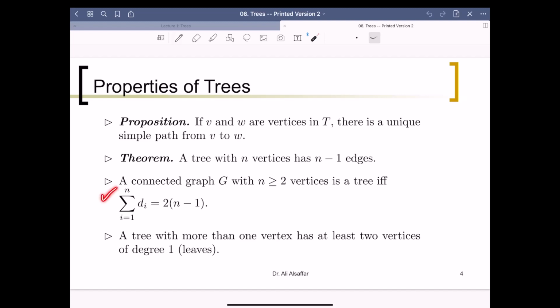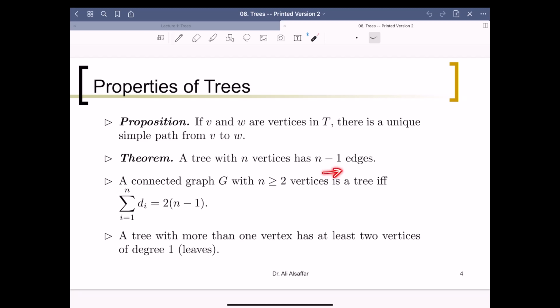In the next property, it is assumed that we have a connected graph with number of vertices at least 2. So what we need to prove? We need to prove that it is a tree if and only if the sum of the degree is equal to 2 multiplied by n minus 1.